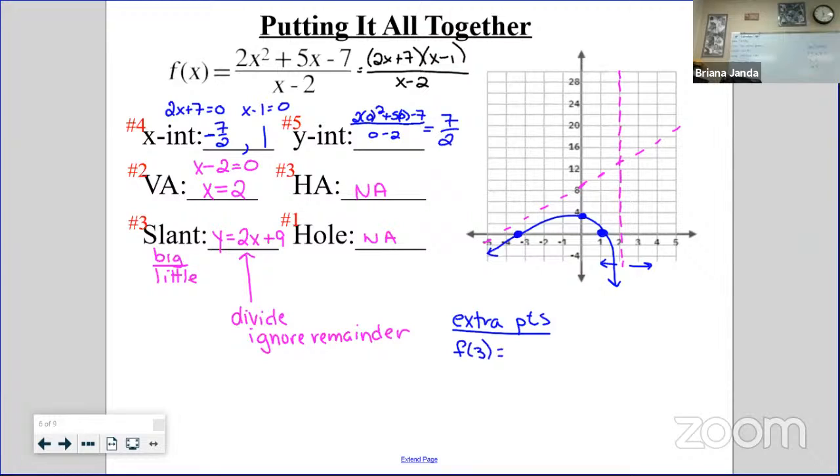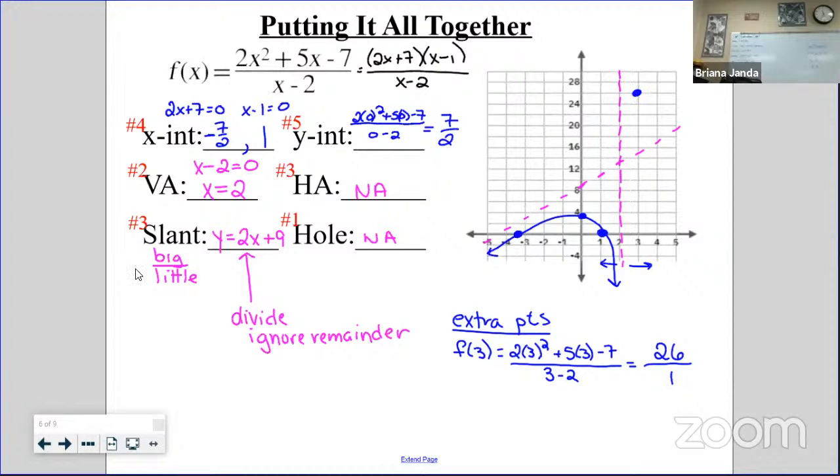I'm going to pick 3. I'm going to go back, again, to the unfactored version. So 2 times 3 squared plus 5 times 3 minus 7 over 3 minus 2. All right, what do we get there in the top? 3 squared is 9 times 2 is 18 plus 8 more, 26. Somebody check my math there, 26. Perfect, okay. So we're at 3 up at 26.